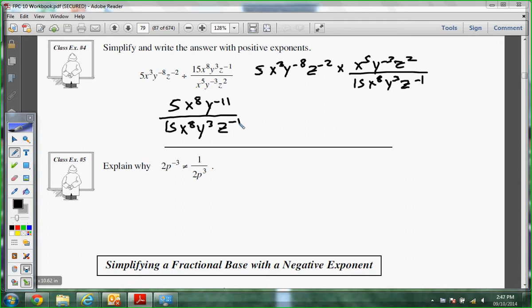Okay, what does 5 over 15 reduce to? 1/3. Okay, that's done. x8 over x8 cancels. 8 minus 8 is 0. Negative 11 minus 3 is negative 14, so that's on the bottom. And then we have a negative 1, which we'd push where? Top. So we have a z on top. And that's it. Very good.